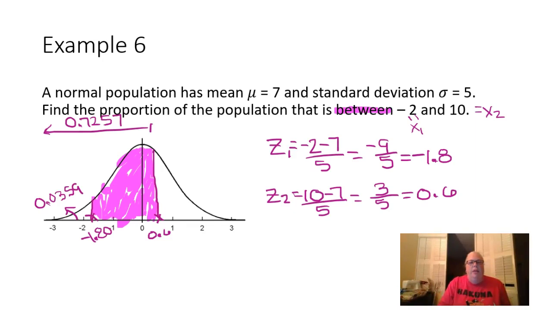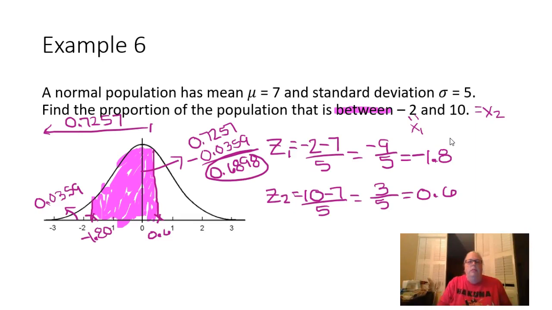So our pink area here, 0.7257 minus 0.0359 will give us a grand total of 0.6898. And there is the proportion of the population that falls between -2 and +10.